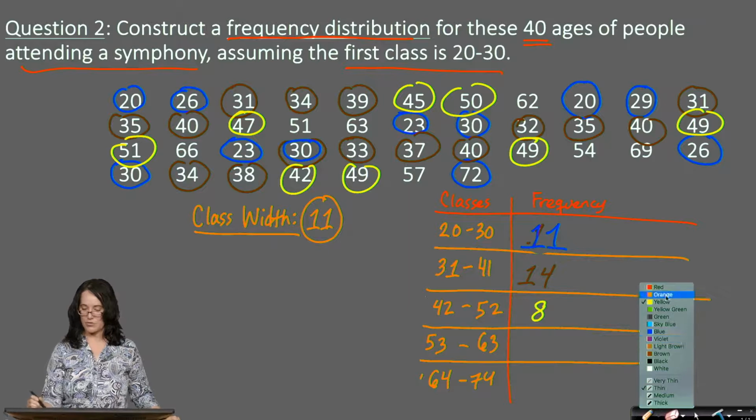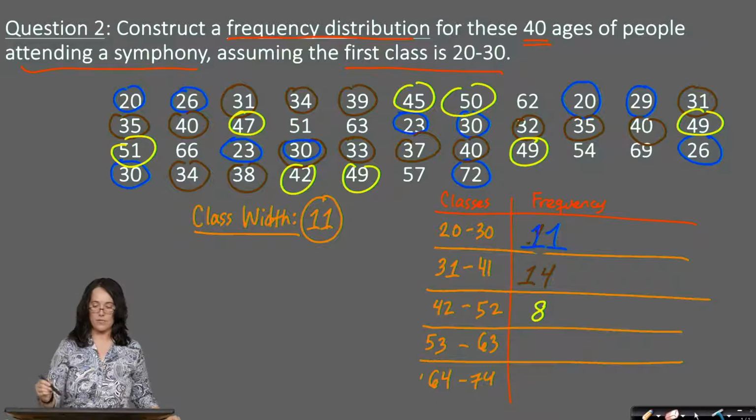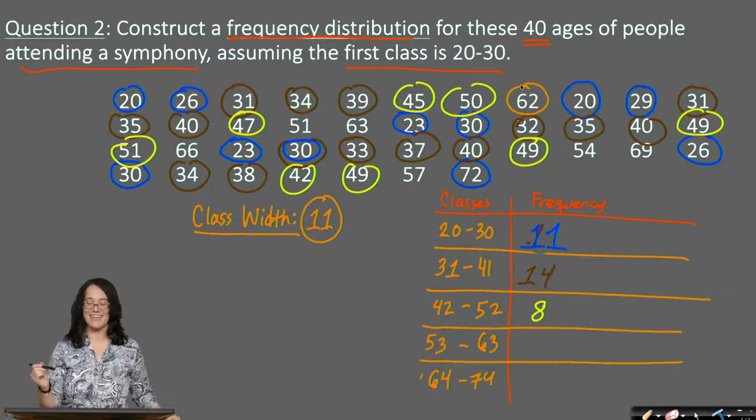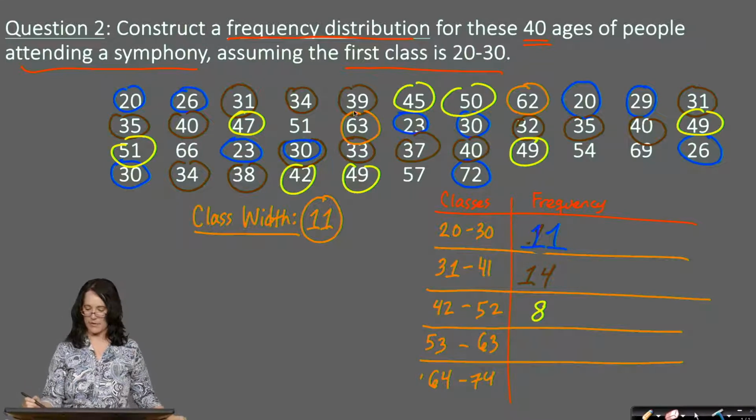Next color, let's do maybe red for 53 to 63. So 53 to 63, there's a 62-year-old. I guess I'm using orange, I said red. 62-year-old for that category. And what else? We got a 63-year-old, that counts. And it looks like, oh, we did miss a yellow one. See, you can see my humanity coming out here. There is a 51, so we're gonna go back and make that 9.